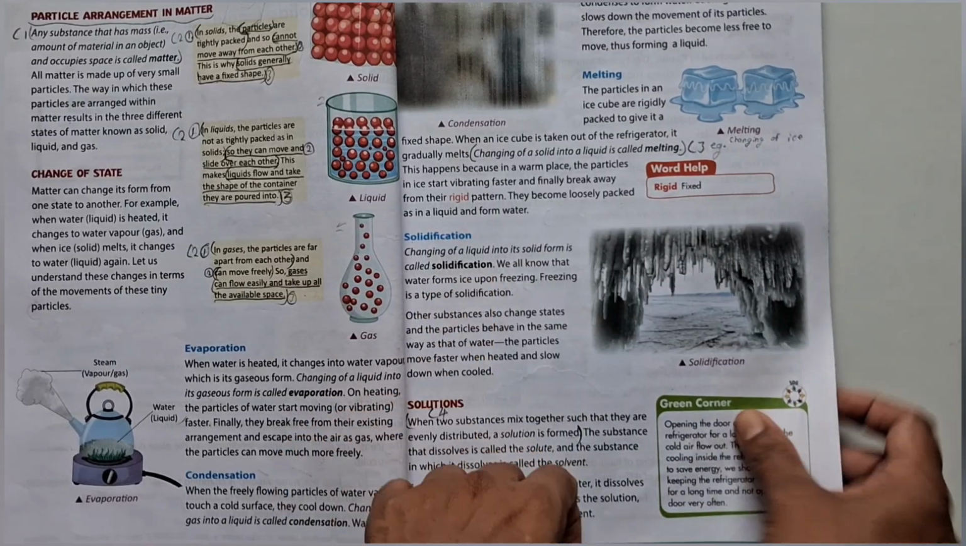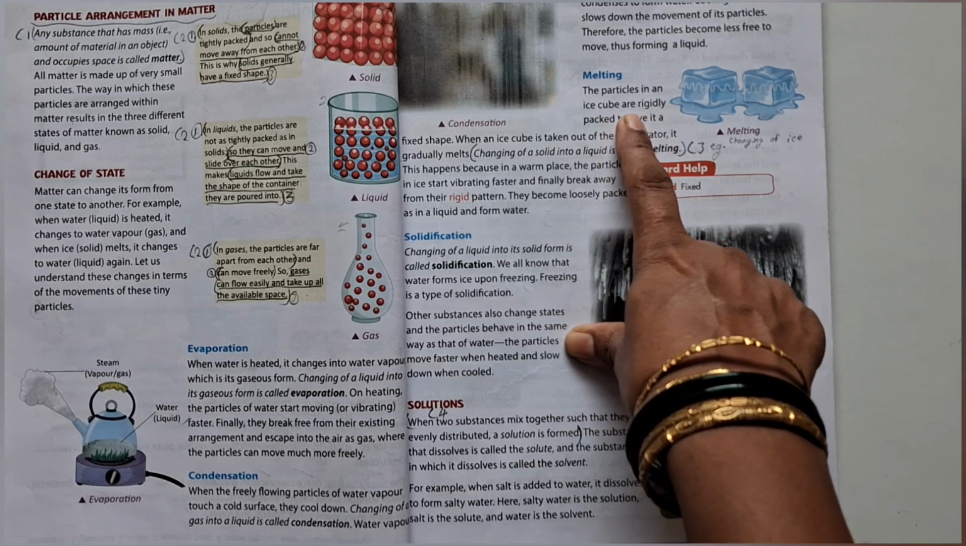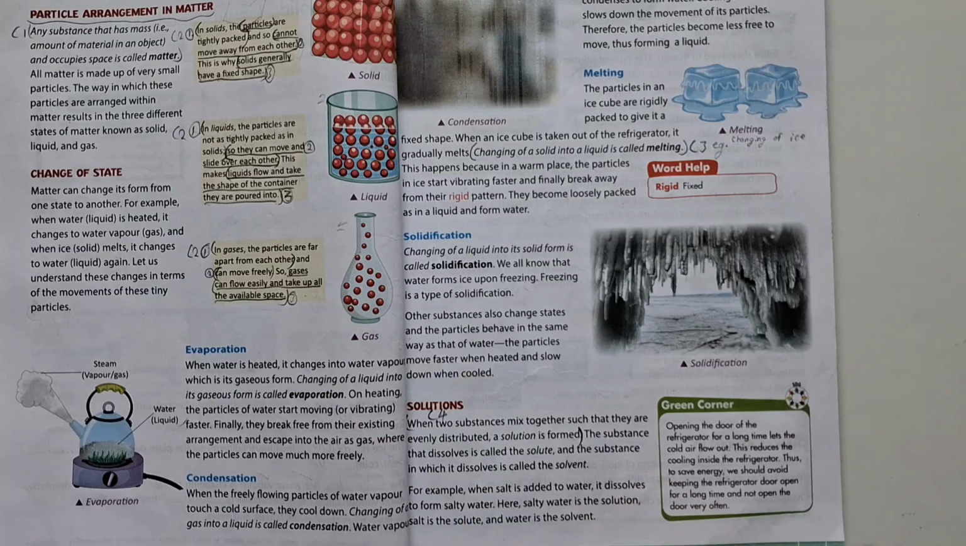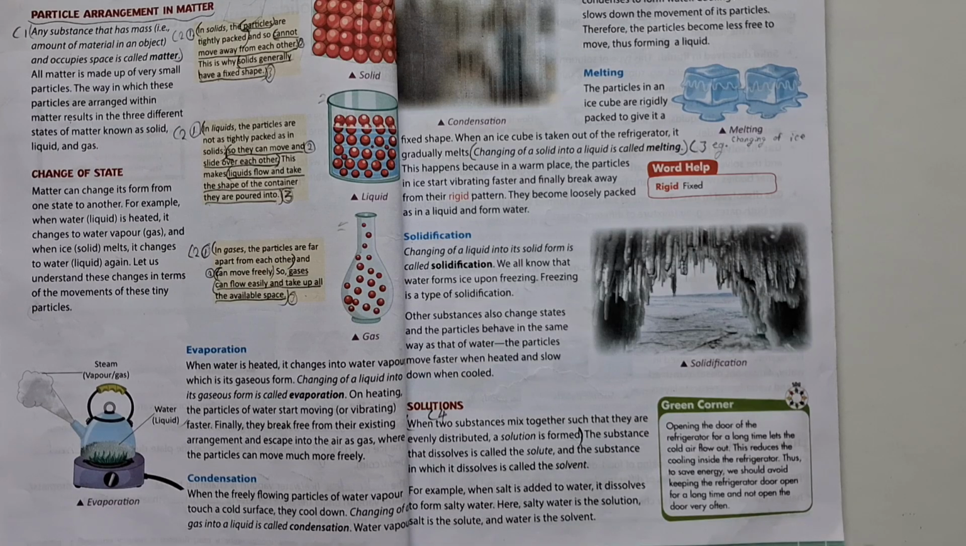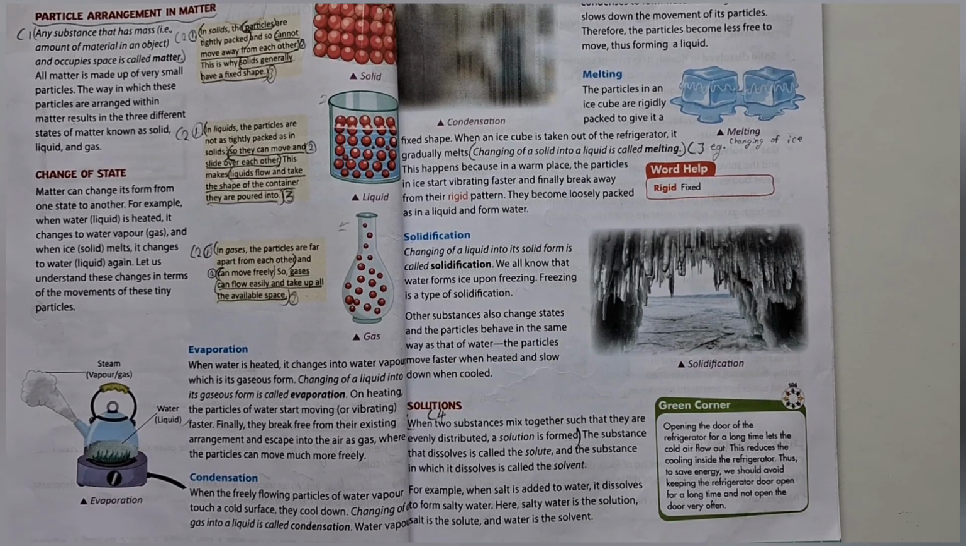And what does melting mean? The particles in an ice cube are regularly packed to give it a fixed shape. When an ice cube is taken out of the refrigerator, it gradually melts. Changing of a solid into a liquid is called melting. If you have confusion, you can write down: changing of a solid into a liquid is called melting, for example, ice into water. Changing of a liquid into a solid is called solidification, for example, water into ice.